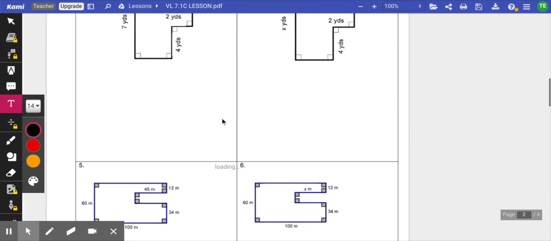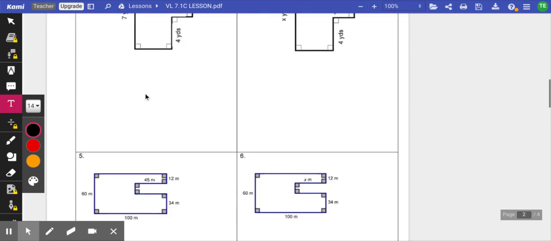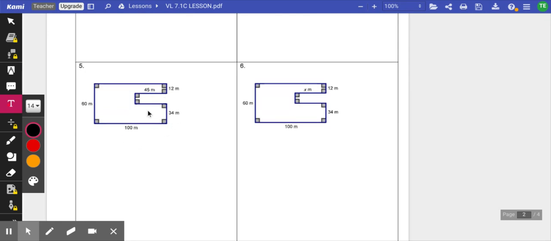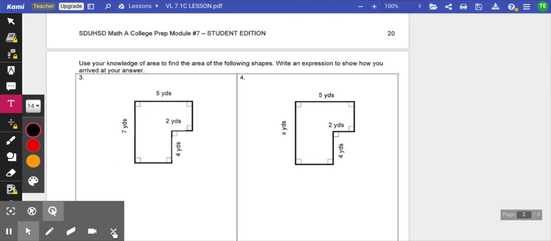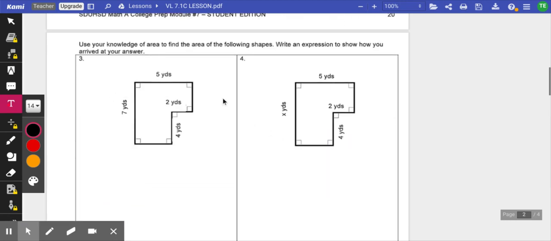So what I want you to try to do first is I want you to do number 3 and number 5. And then come back and check your answers. Then we'll take what we did on 3 and 5 and we'll move it over to 4 and 6. So right now, pause the video and do 3 and 5.